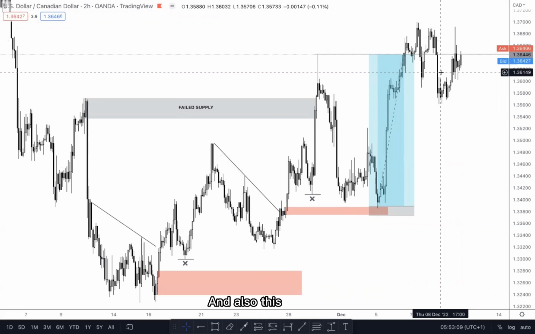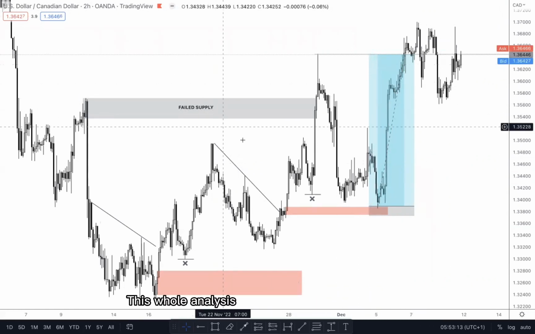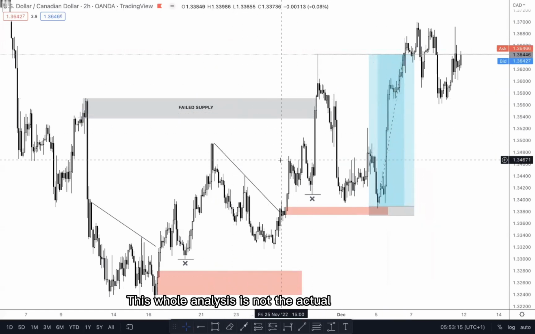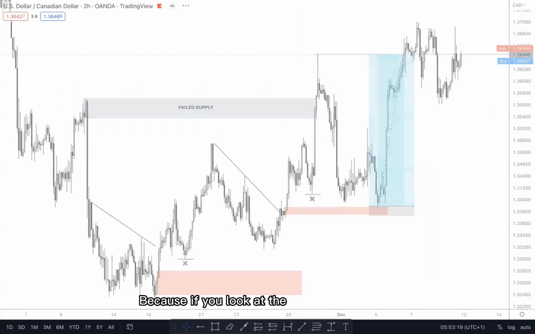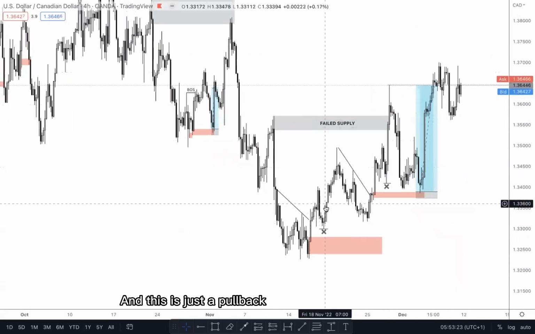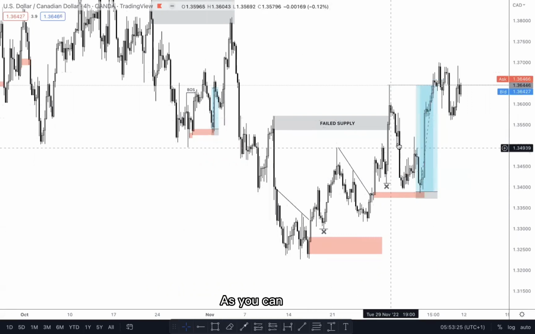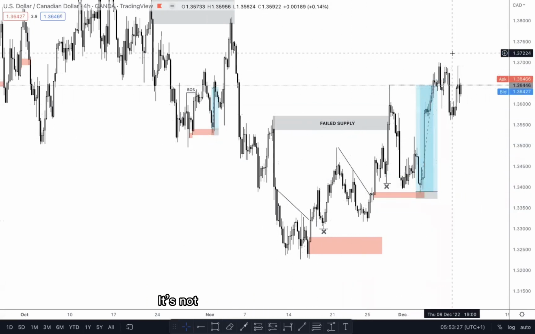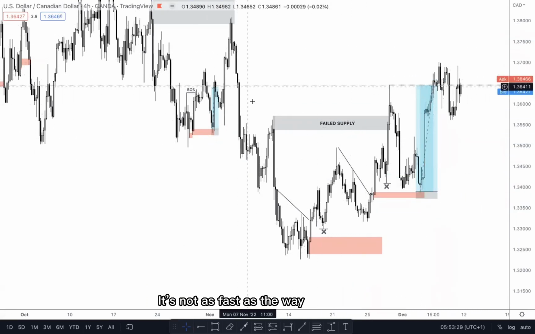And also, this whole analysis is not the actual major trend. The major trend, I think, is a downtrend because if you look at the 4-hour time frame, we're kind of in a downtrend, and this is just a pullback on the 1-hour time frame. As you can see, it's not as fast as the way this moves.